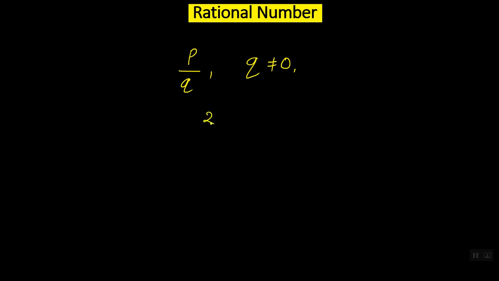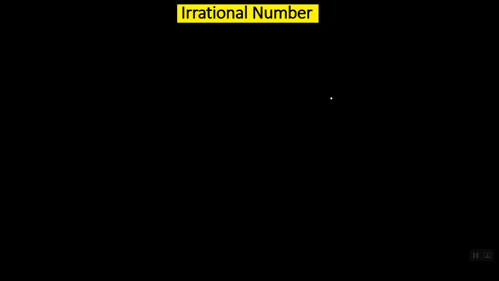For example, 2/3, 3/5, and 2. Yes, 2 is a rational number because 2 can be written as 2 by 1, isn't it? So all these numbers are said to be rational numbers. Now, what do we mean by irrational numbers? Numbers which can't be expressed as a fraction whose numerator and denominator are integers. Even though you are writing the numerator and the denominator as integers, the number can't be expressed as a fraction.